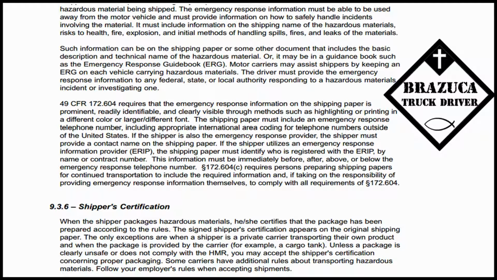Concerning proper packaging, some carriers have additional rules about transporting hazardous materials. Follow your employer's rules when accepting shipments.